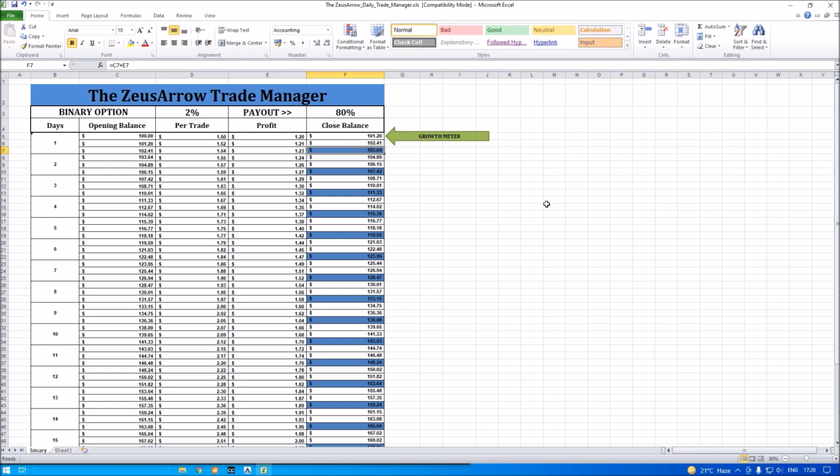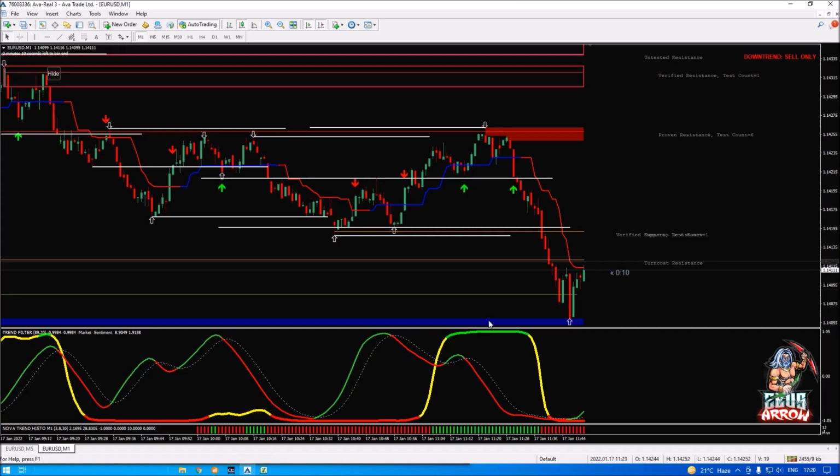So today's target, on a $100 account, is 3.5% of gain on the first day. Right now, let's wait for a setup to happen. And once I'm able to catch some trade, I'll explain to you why I took this trade. So let's wait.